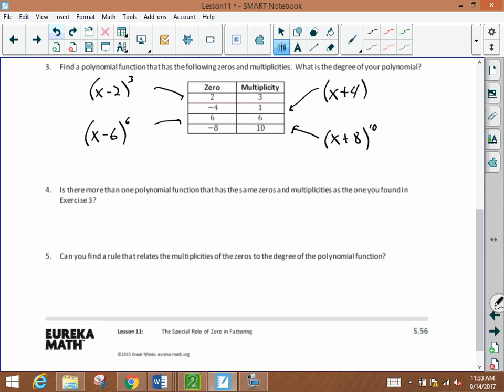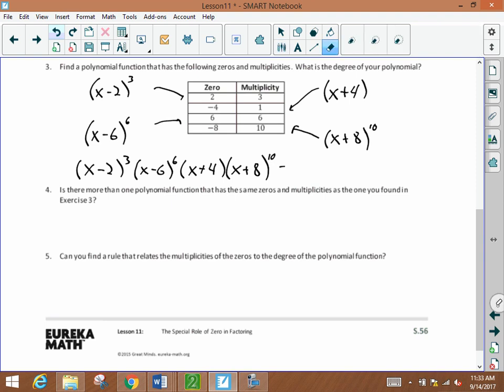So the polynomial that I would put in there is going to be x minus 2 cubed times x minus 6 to the 6th times x plus 4 times x plus 8 to the 10th. So there's my polynomial that has zeros of 2, negative 4, 6, and negative 8, right? And that has those given multiplicities.